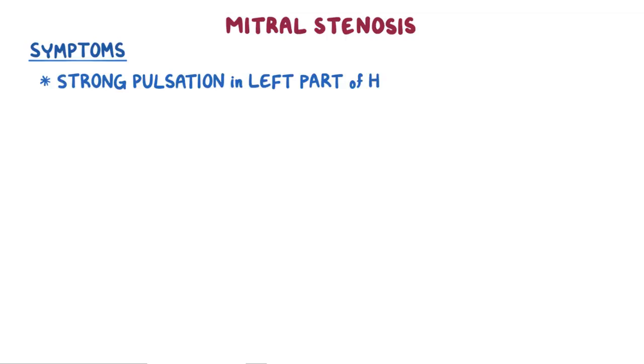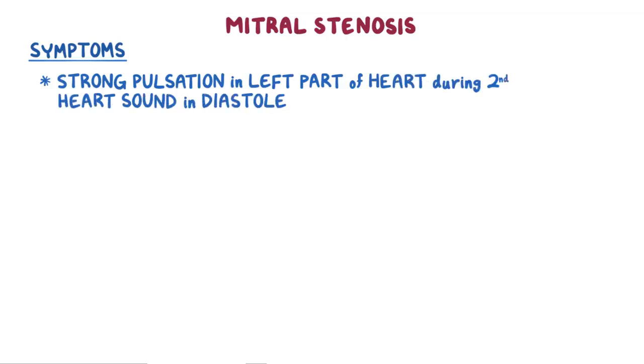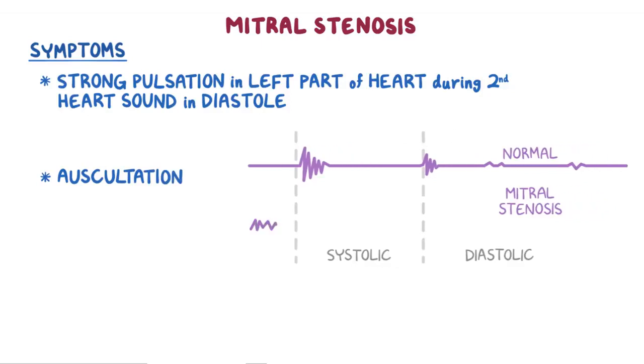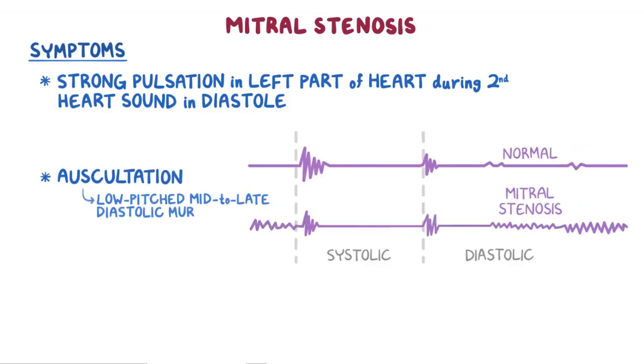A typical feature of mitral stenosis is the strong pulsation that is seen in the left part of the heart due to stenosis during the second heart sound in diastole. On auscultation, mitral stenosis causes a low-pitched, mid to late diastolic murmur.